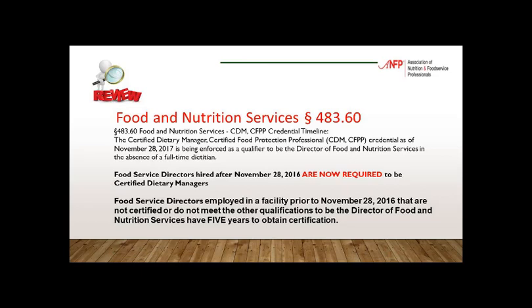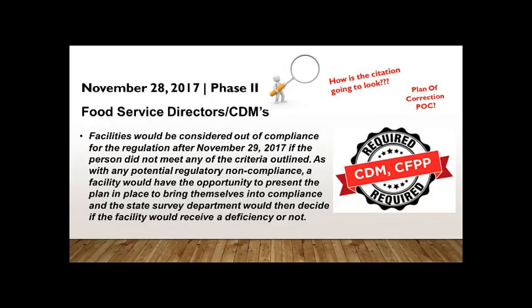or that food service director that was hired before November 28th of 2016, they have 5 years to get it. So they would look and say, okay, when were you hired? If you met the 5-year criteria, then you have time to get it. If you didn't, then as of Tuesday at midnight, November 28th of this year, you had to be certified. So how do we take a look at this? How is this going to be interpreted?